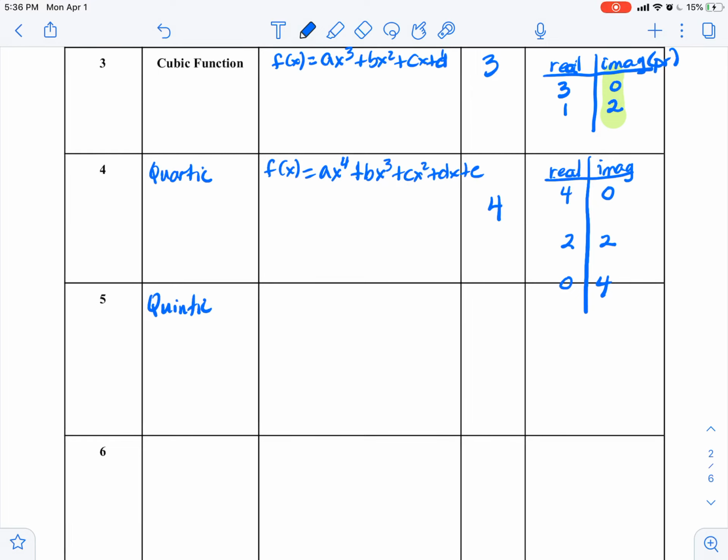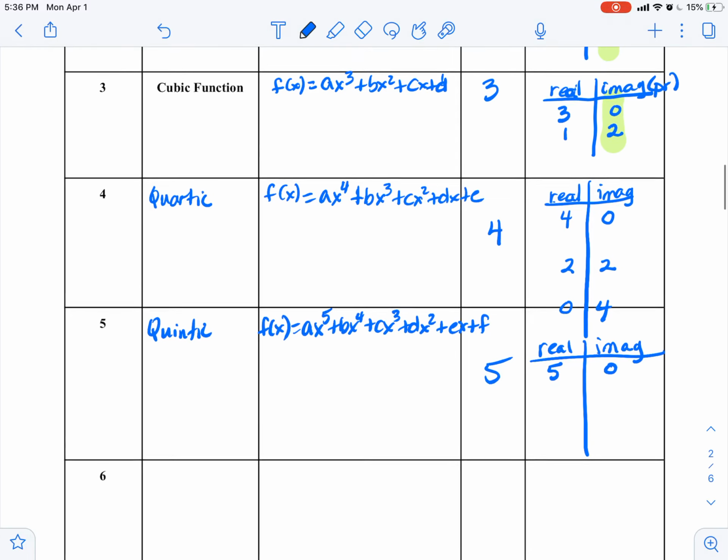which is just degree 5. So ax to the 5th plus bx to the 4th plus cx cubed plus dx squared plus ex plus f. Whew, that gets long. Again, let's look at our possibilities, real and imaginary. So I have a total of 5 and 0. It's always what we're going to start with.